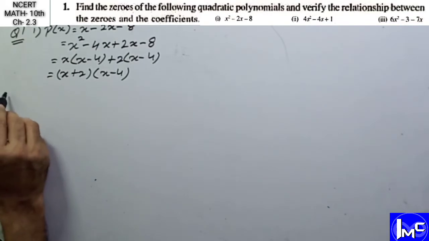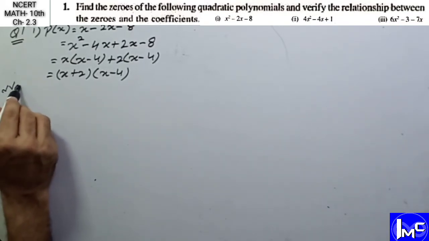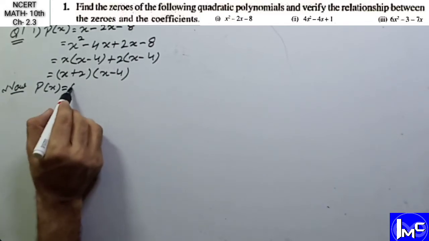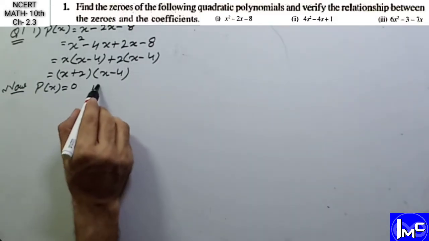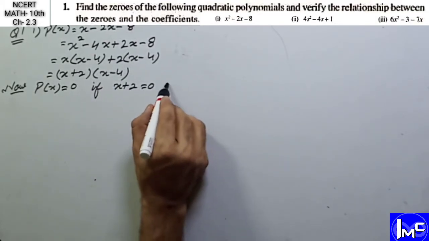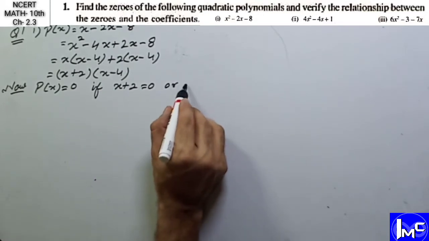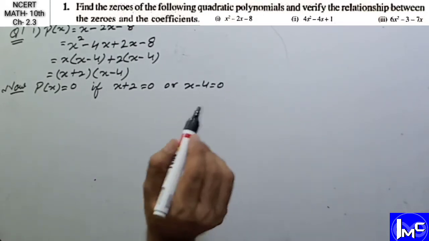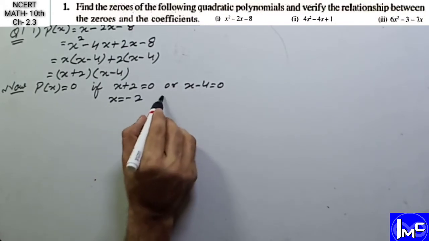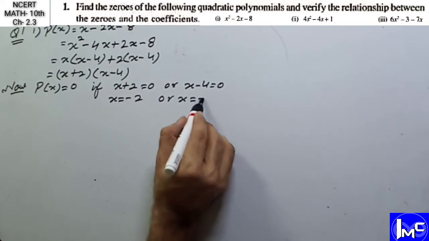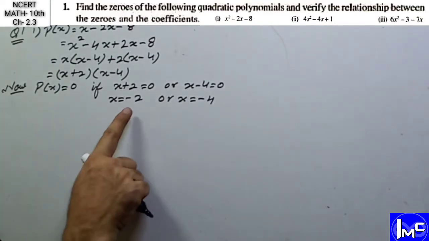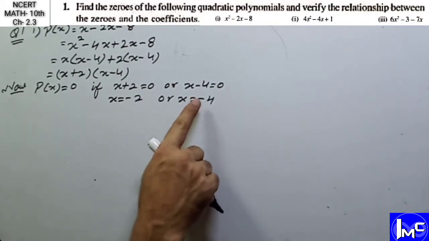Now px will be 0 if these two factors, x plus 2 is equal to 0 or x minus 4 is equal to 0, and it will give us x is equal to minus 2 or x is equal to 4. So the two zeros will be minus 2 and plus 4.